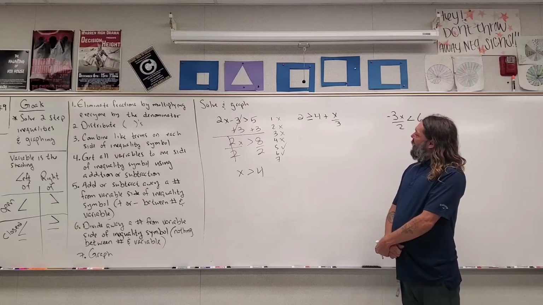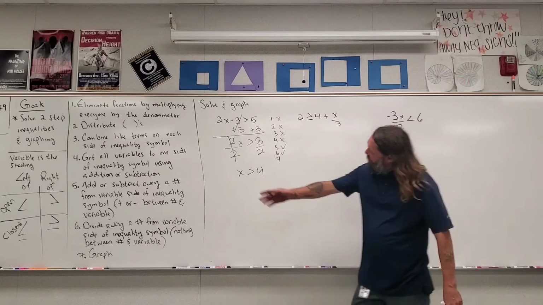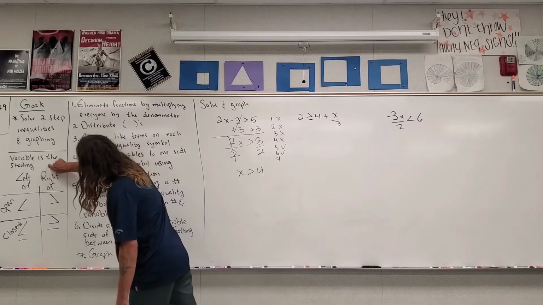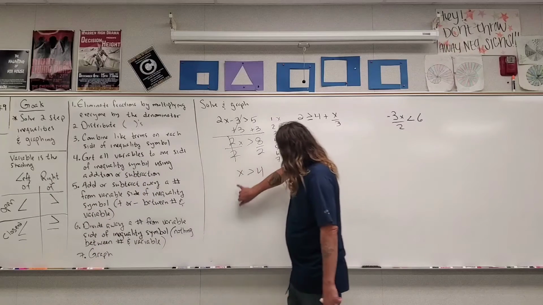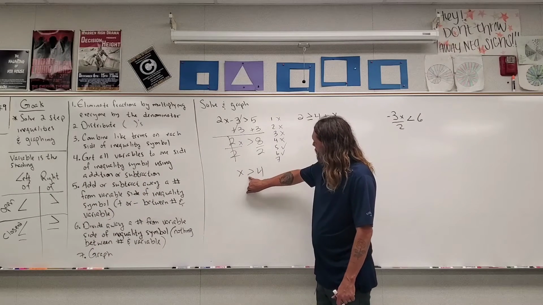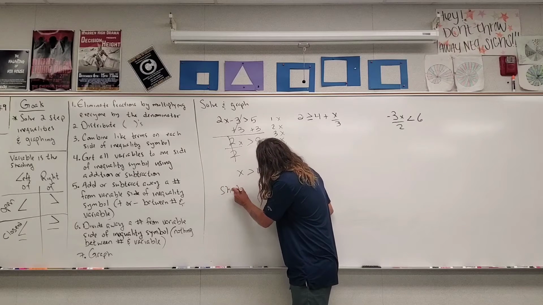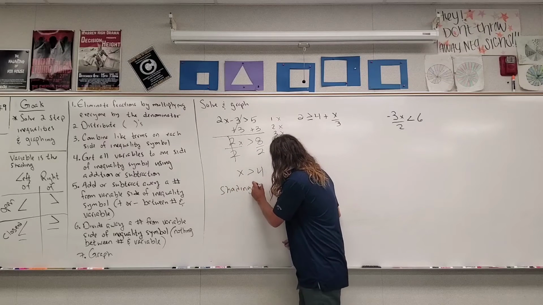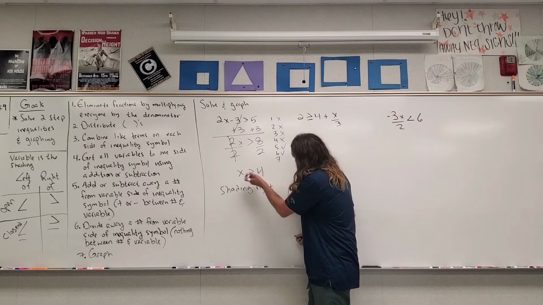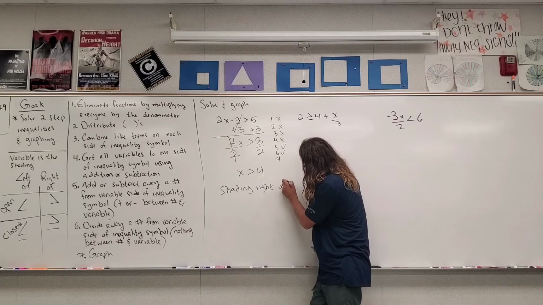Let's go ahead and graph this. Again, we're going to interpret this, and the variable is the shading. So what this translates to is the shading is right of 4. You don't have to write this out. I'm just reinforcing how I interpret inequalities. The shading is right of 4.